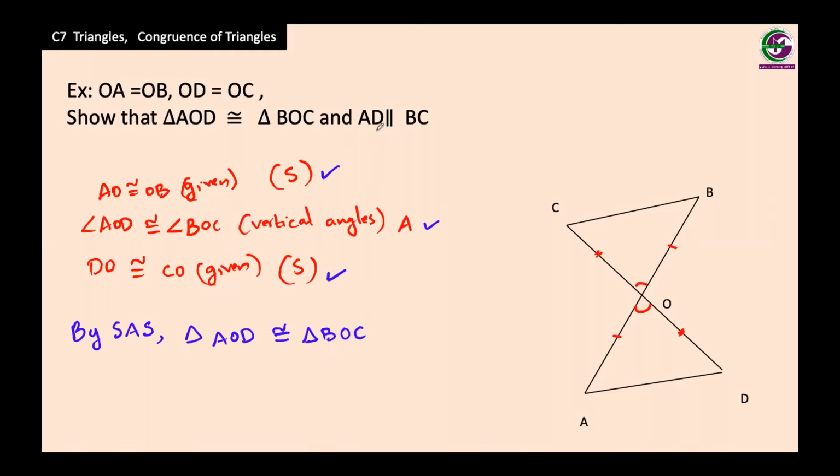Now we have to show that AD is parallel to BC. For that, we have to follow what is CPCT, corresponding parts of congruent triangles. AD is parallel to BC if they follow either corresponding angles or alternate angles or same side interior. Let us take the Z shape here.